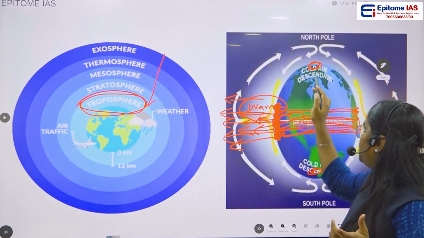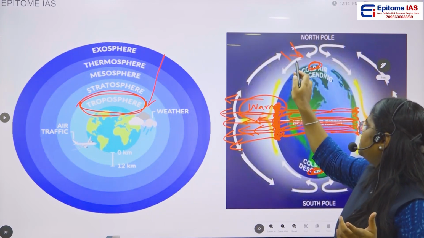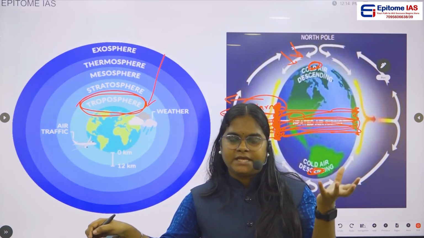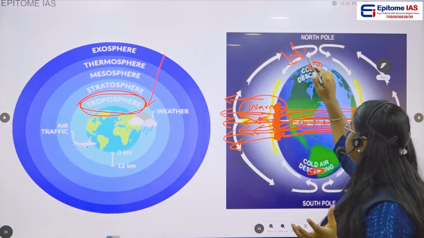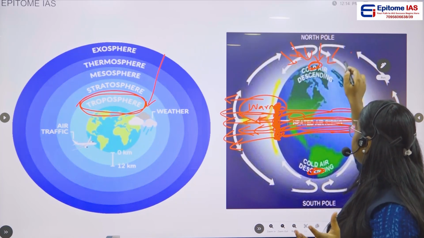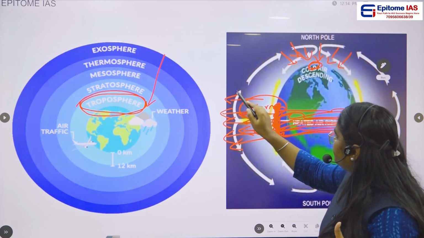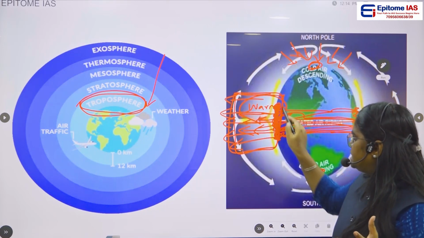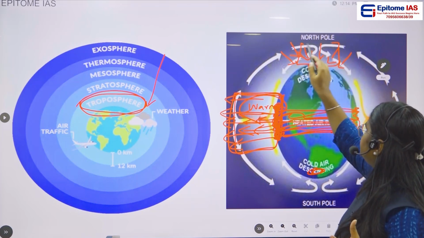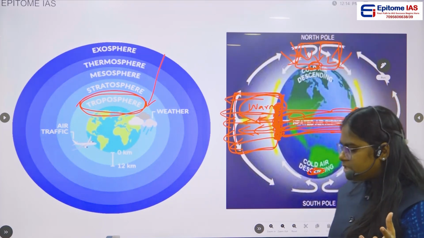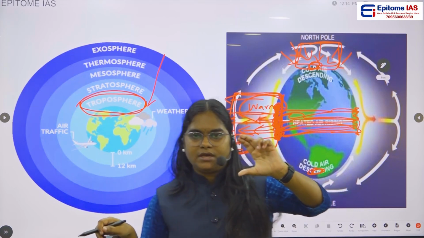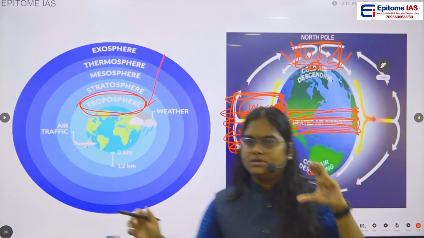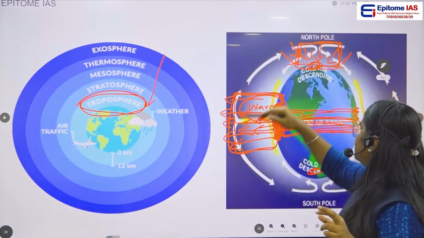But in case of the polar region, it will have cold air, which has more density. Because of high density, it will descend towards the surface of the Earth. That's why if you compare the length of the troposphere at the Earth's equator and at the Earth's pole, in the equatorial area the troposphere is somewhat thicker, somewhat bigger compared to the polar area. Okay.